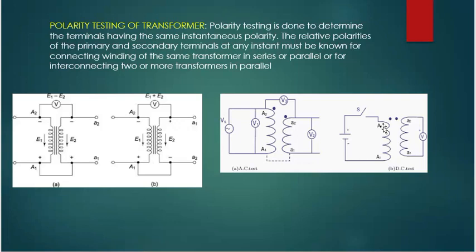The end of the secondary which simultaneously acquires the positive polarity, as determined by this DC voltmeter, is the similar polarity end. The reverse happens on opening the switch of the system, that is, the similar polarity end is that end which acquires the negative polarity.